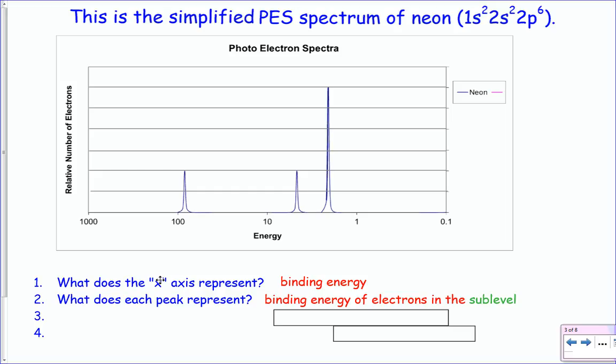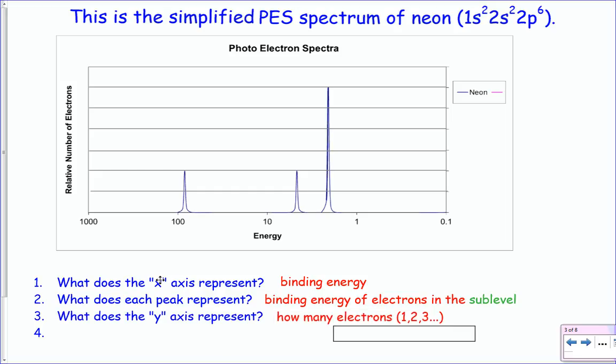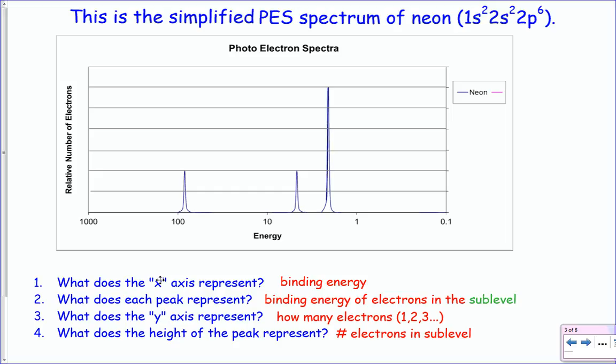Next thing you should understand about the diagram is that the y-axis represents the relative numbers of electrons, 1 or 2 or 3 or 4. So really, the height or intensity of that peak would represent the actual number of electrons at that binding energy, which would be the actual number of electrons in the sublevel then.